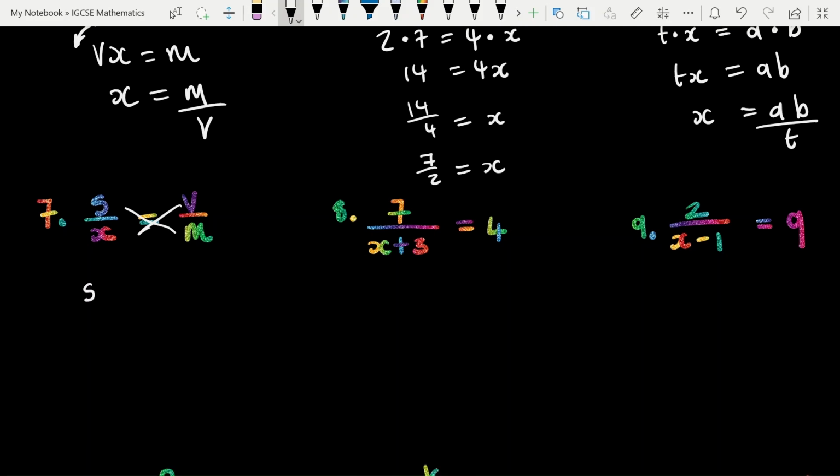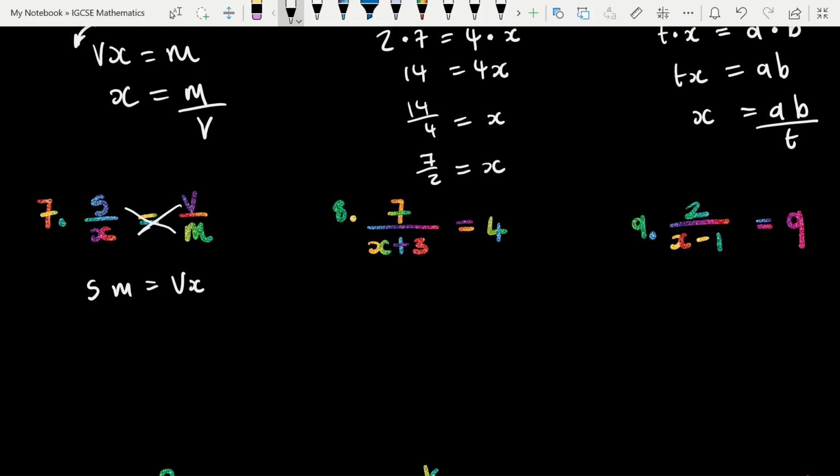S times m will be equal to V times x. Now if you're fast, you could just write it as Vx, and this is just Sm. Sorry for making it scruffy, let me make it neat. So it's going to be Sm.